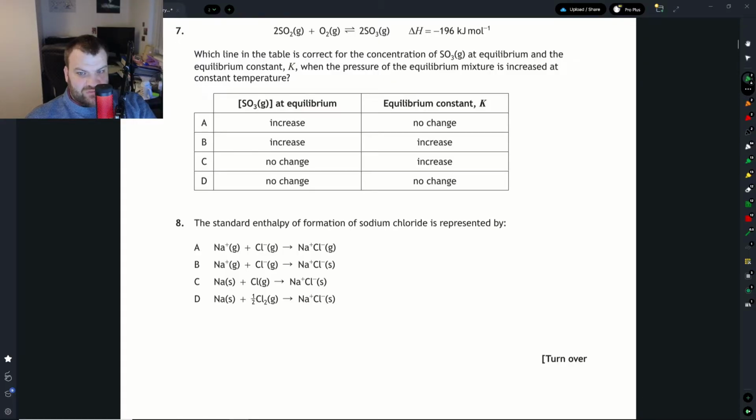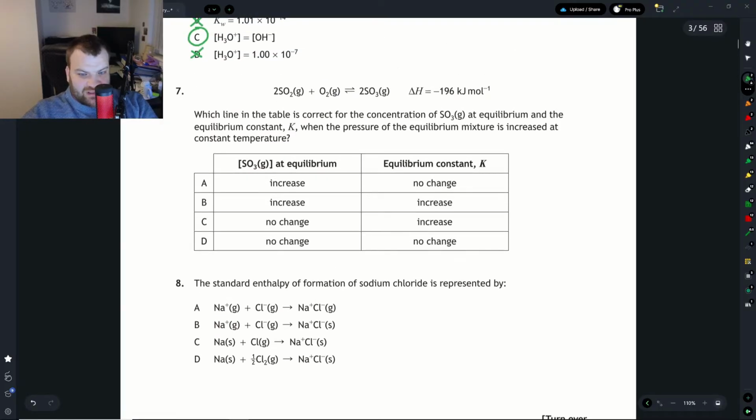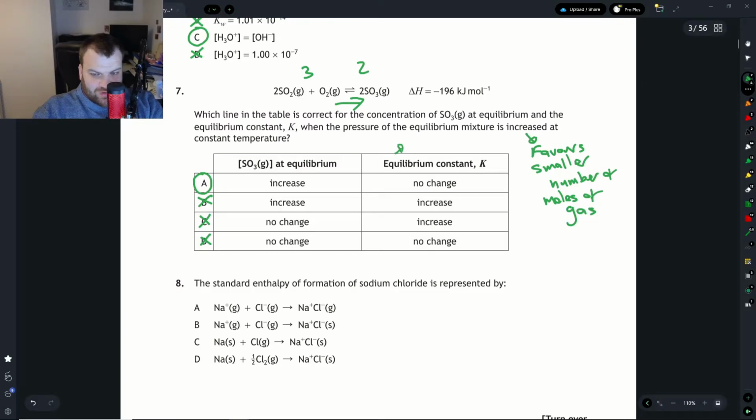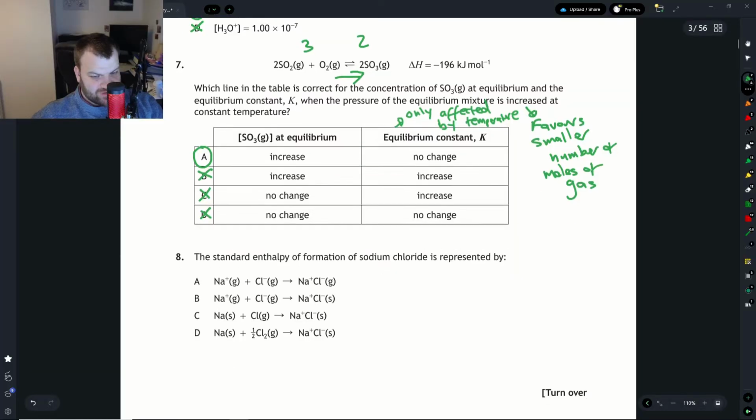Next one, we are asked about equilibrium. An equilibrium constant. The pressure is increased at constant temperature. An increase in pressure favours the smaller side, smaller number of moles of gas. We have 3 to 2. So the concentration of the SO3 would therefore increase. Makes it A or B. In terms of the equilibrium constant, the equilibrium constant is only affected by temperature. Question is not changing temperature. That means A is our correct answer.